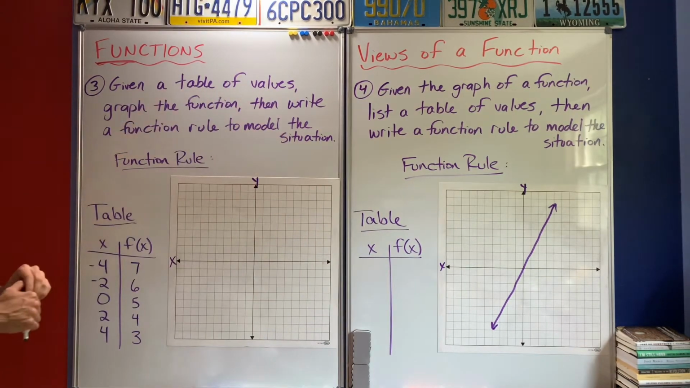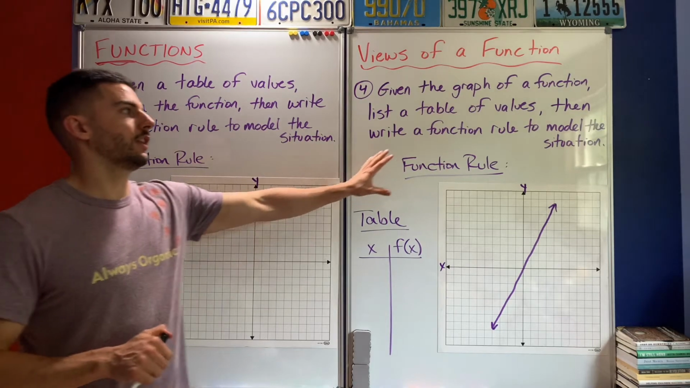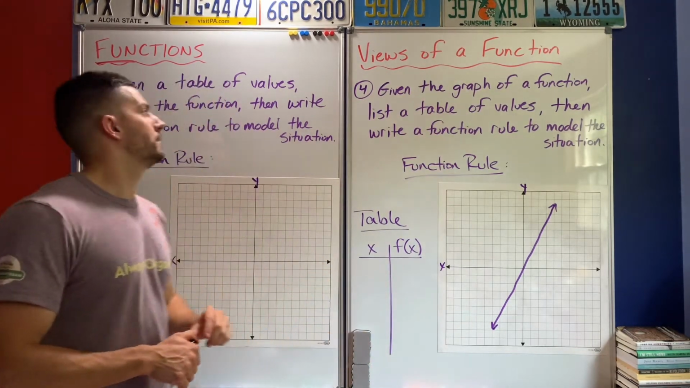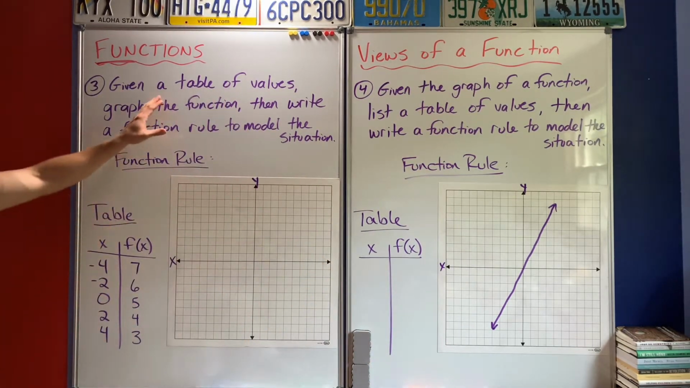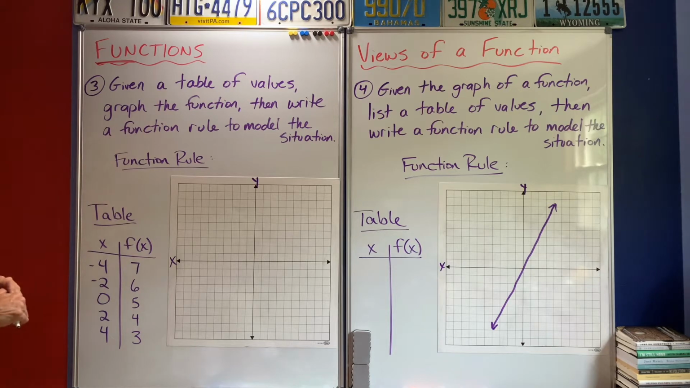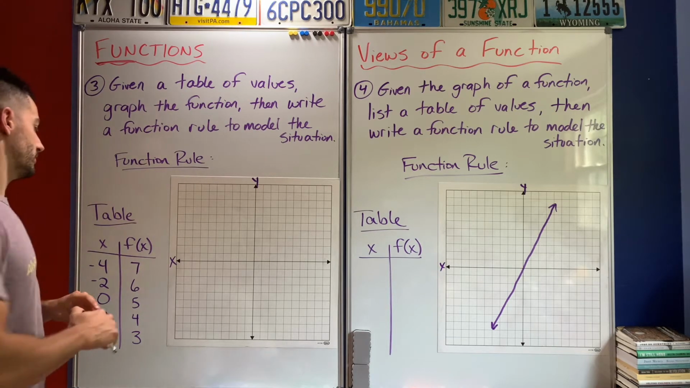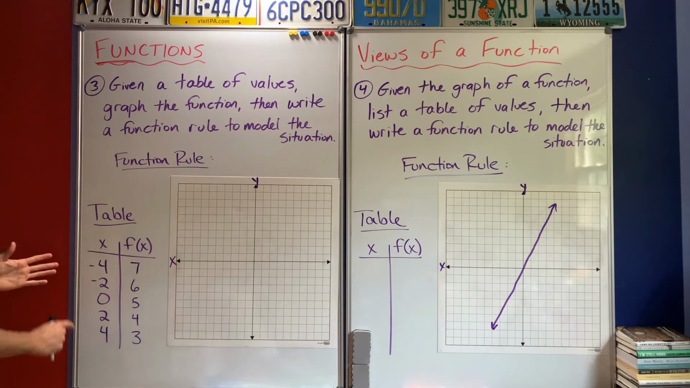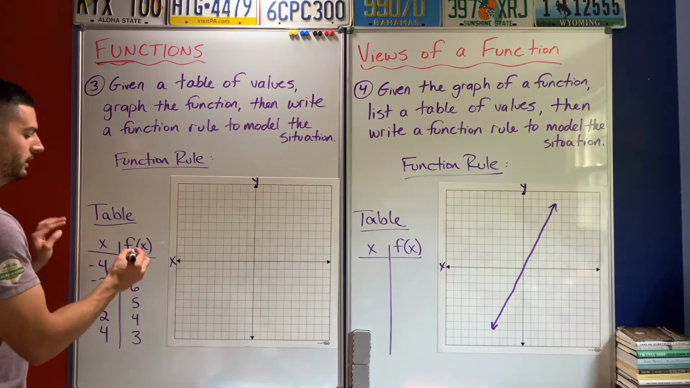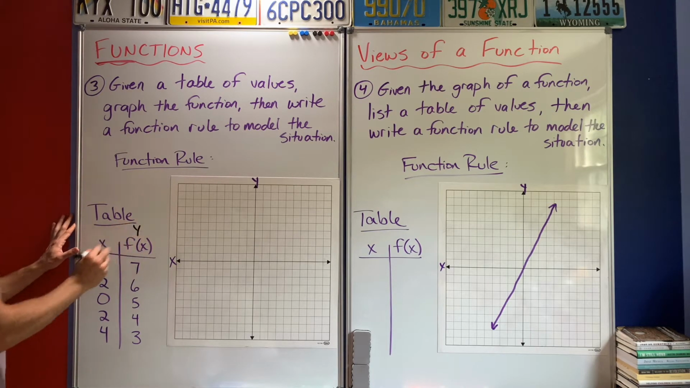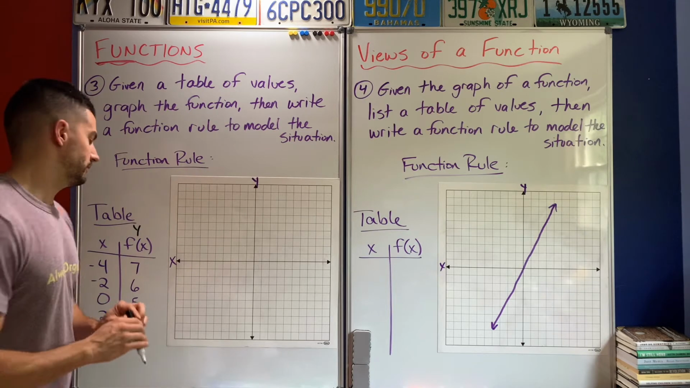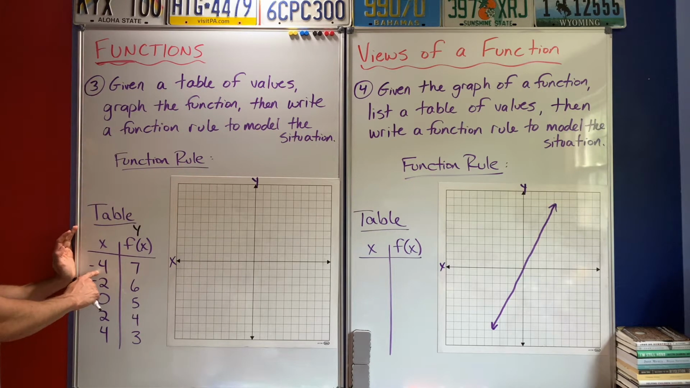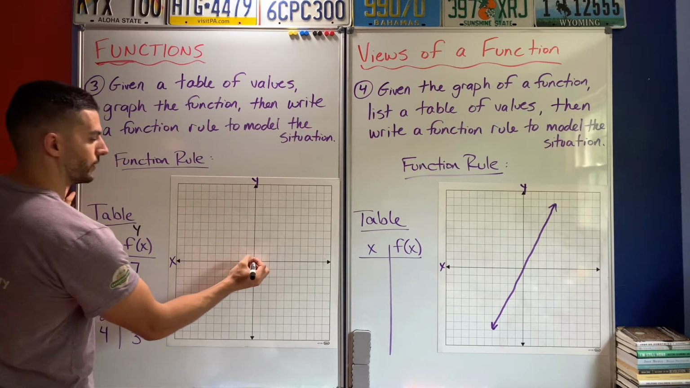So number 3 is actually the same directions that I gave in the second example here. It says, given a table of values, graph the function, then write a function rule to model the situation. Okay, so I'm given this table of values, and so I have these 5 x values and then these corresponding f of x values, and again, f of x just means the same as y values here. X is -4, y is 7, so I can graph that.